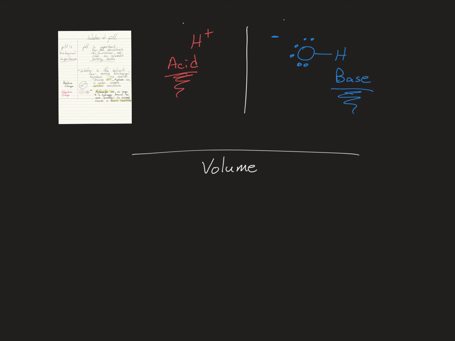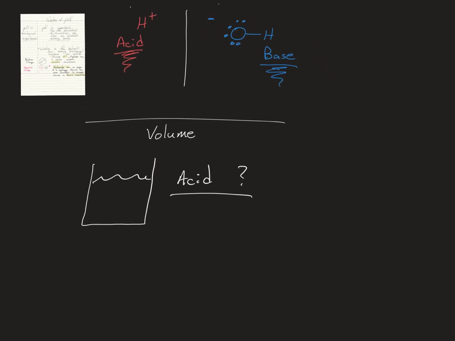So how do you take a glass of something that you don't know? You're going to see an unknown acid, an acid of unknown concentration. You don't know how many hydrogen ions are in there. How can you tell? How can you figure that out? That's the question. How strong is that acid without having to stick your finger in it?